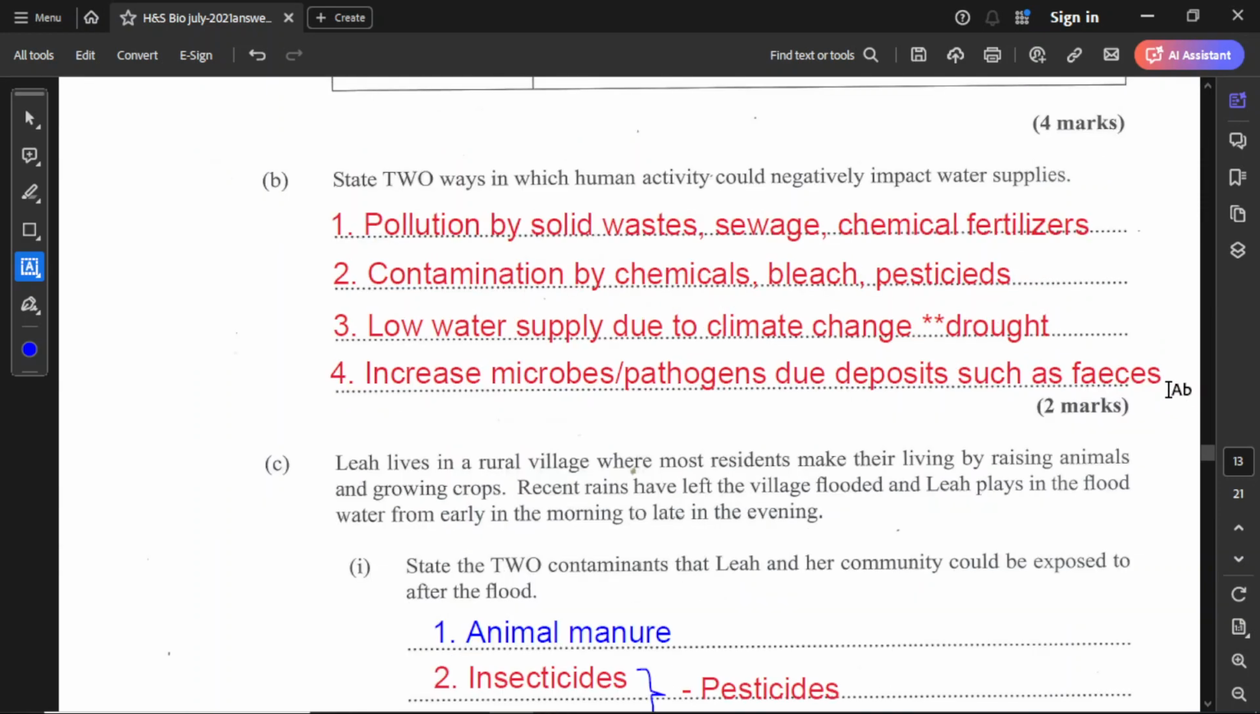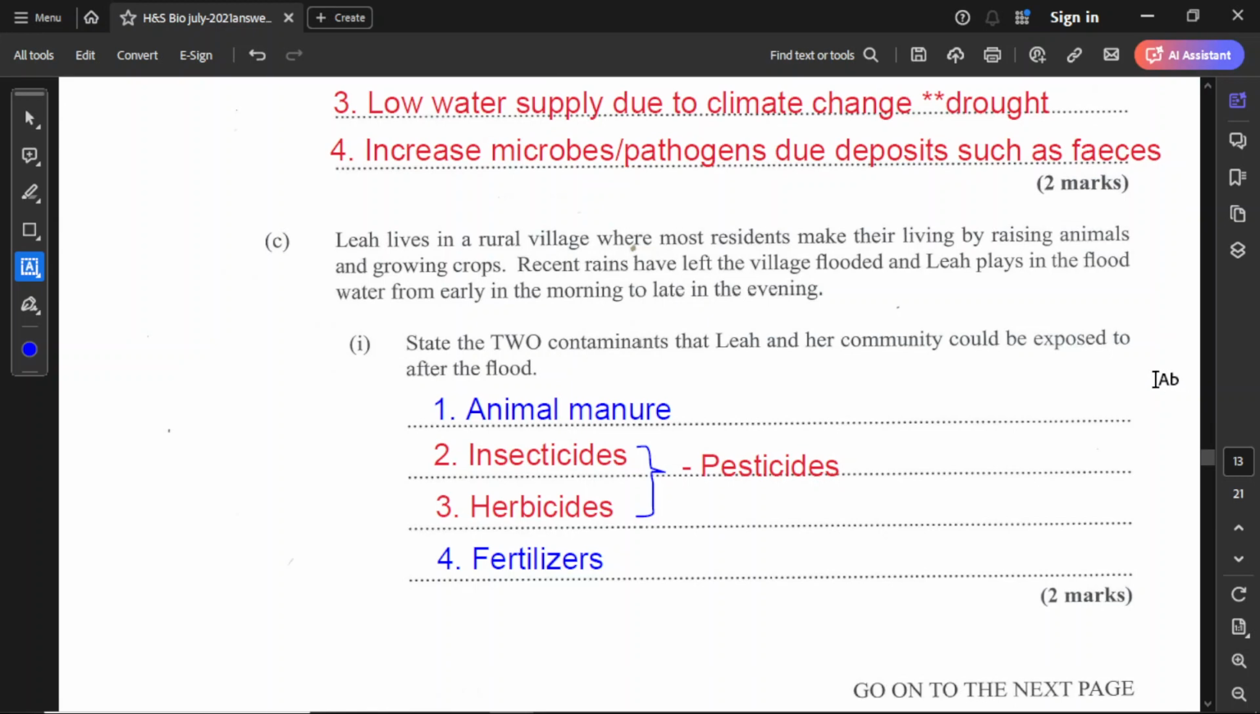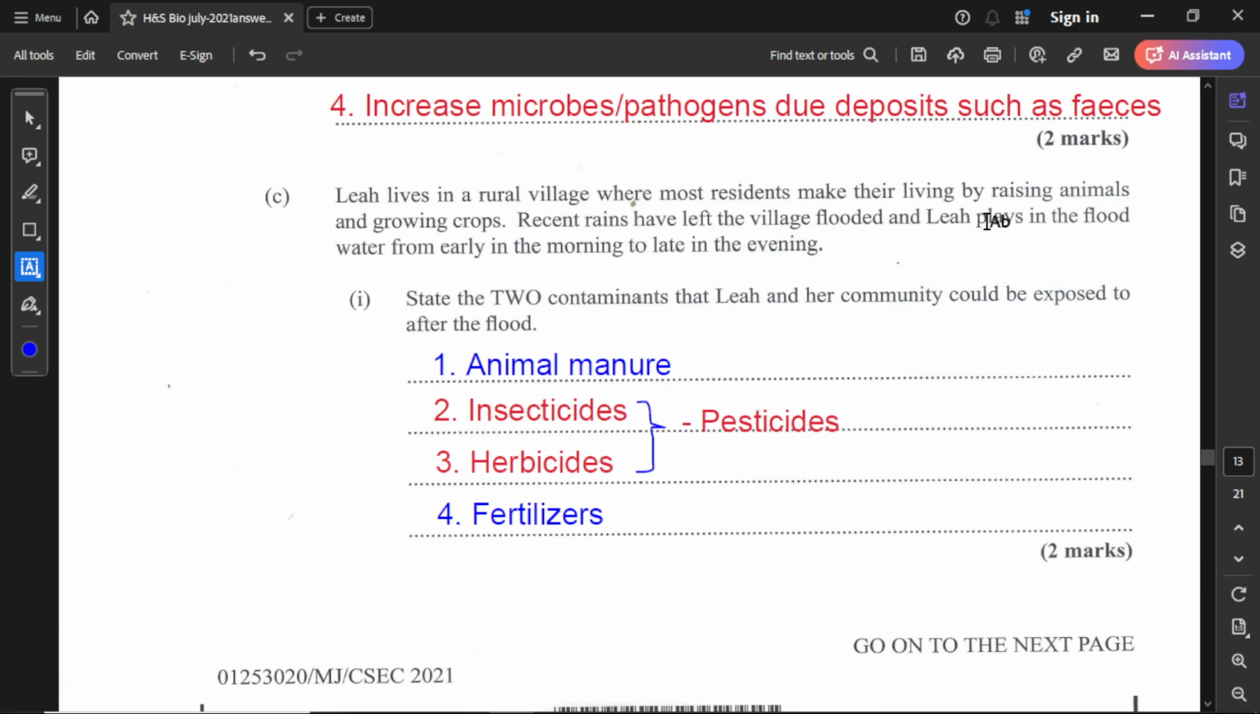All right, and then for part C, we have Leah, who lives in a rural village where most residents make their living by raising animals and growing crops. Recent rains have left the village flooded, and Leah plays in the floodwater from early in the morning to late in the evening. That's a long time to be in that dirty water.